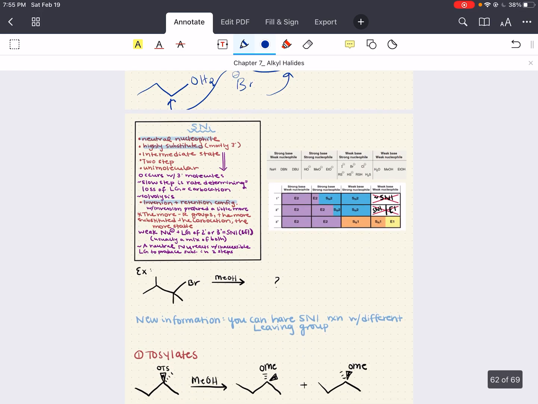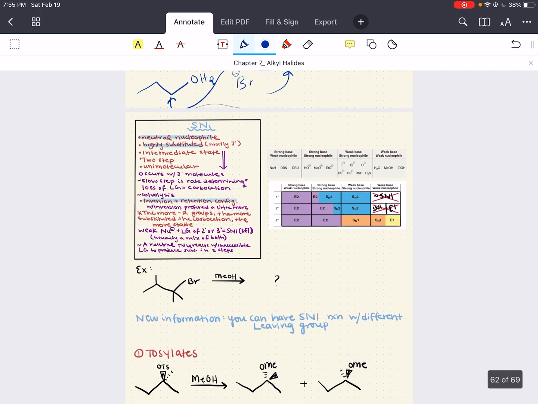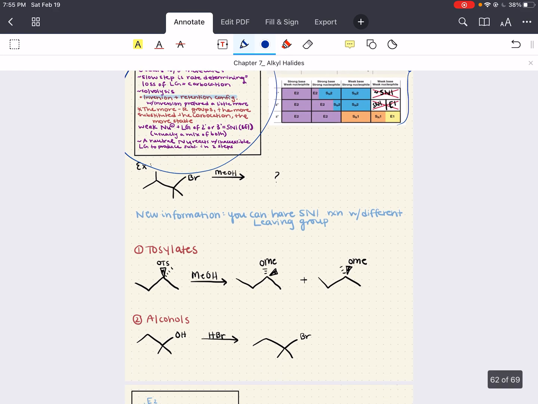Now here's a reminder of SN1. Here are all the properties of SN1 right here. As a friendly reminder, this was from the first page of our chapter 7 notes, where I had made flashcards for this. Here's our table again. We know how SN1 reactions work now. The cool thing is we can do it with more than just alkyl halides.